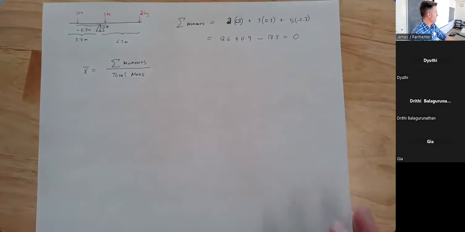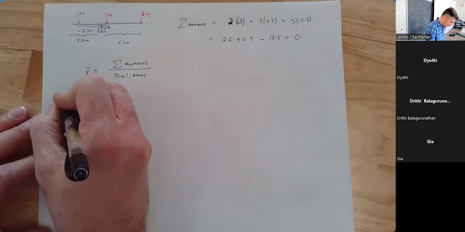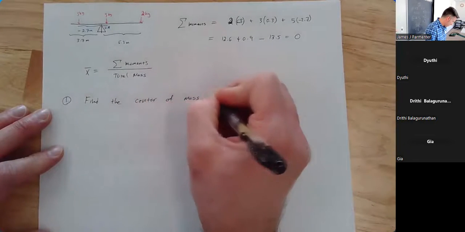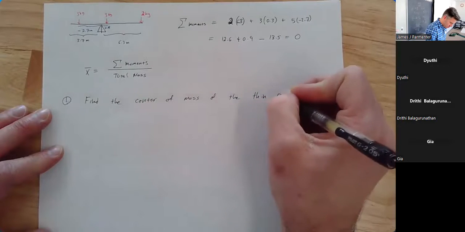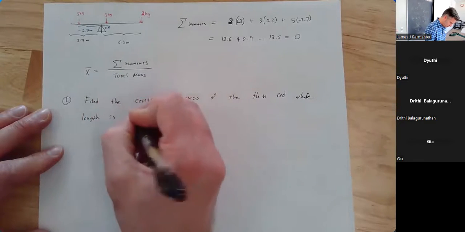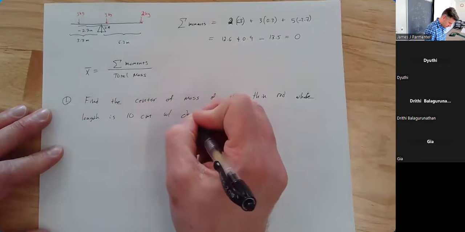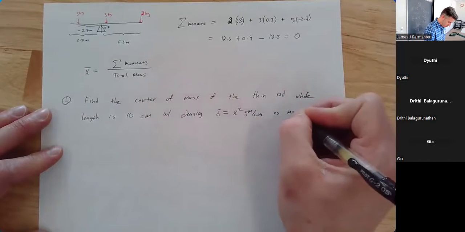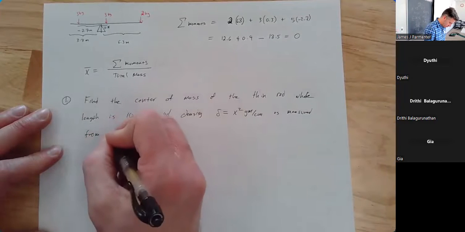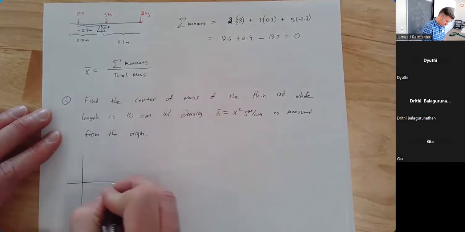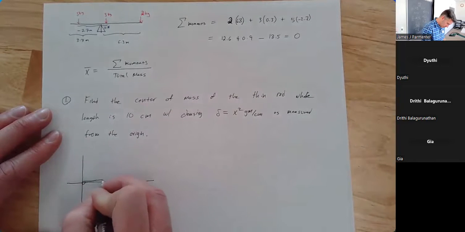And then we can make this more complicated, as we always do, right? We start off with an easy example, and we try to make it more complicated. So we can say something like, what if instead we want to find the center of mass of the thin rod whose length is 10 centimeters, with a density of delta equal to x squared grams per centimeter as measured from the origin, or from the left end. So the idea here is that we're taking this thin rod that's 10 centimeters long, we're just placing it along the x-axis.